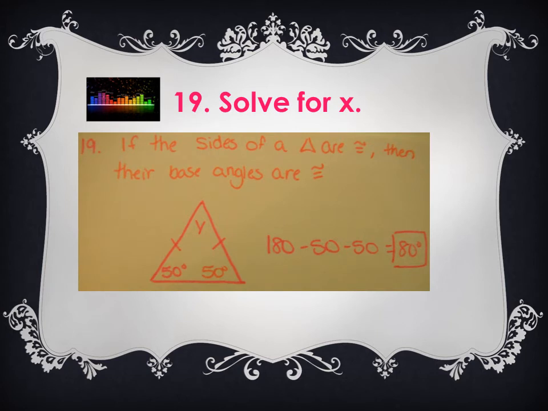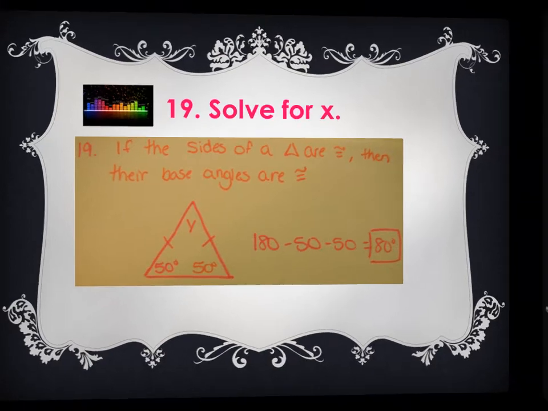In this picture, you are given an isosceles triangle. An isosceles triangle has two congruent sides with two congruent base angles. If the sides of a triangle are congruent, then their base angles are congruent. So if one of our base angles is 50 degrees, the other one is automatically 50 degrees. The sum of the interior angles in a triangle is 180 degrees. So if we take 180 and subtract 50 2 times, we are left with 80 degrees for y.